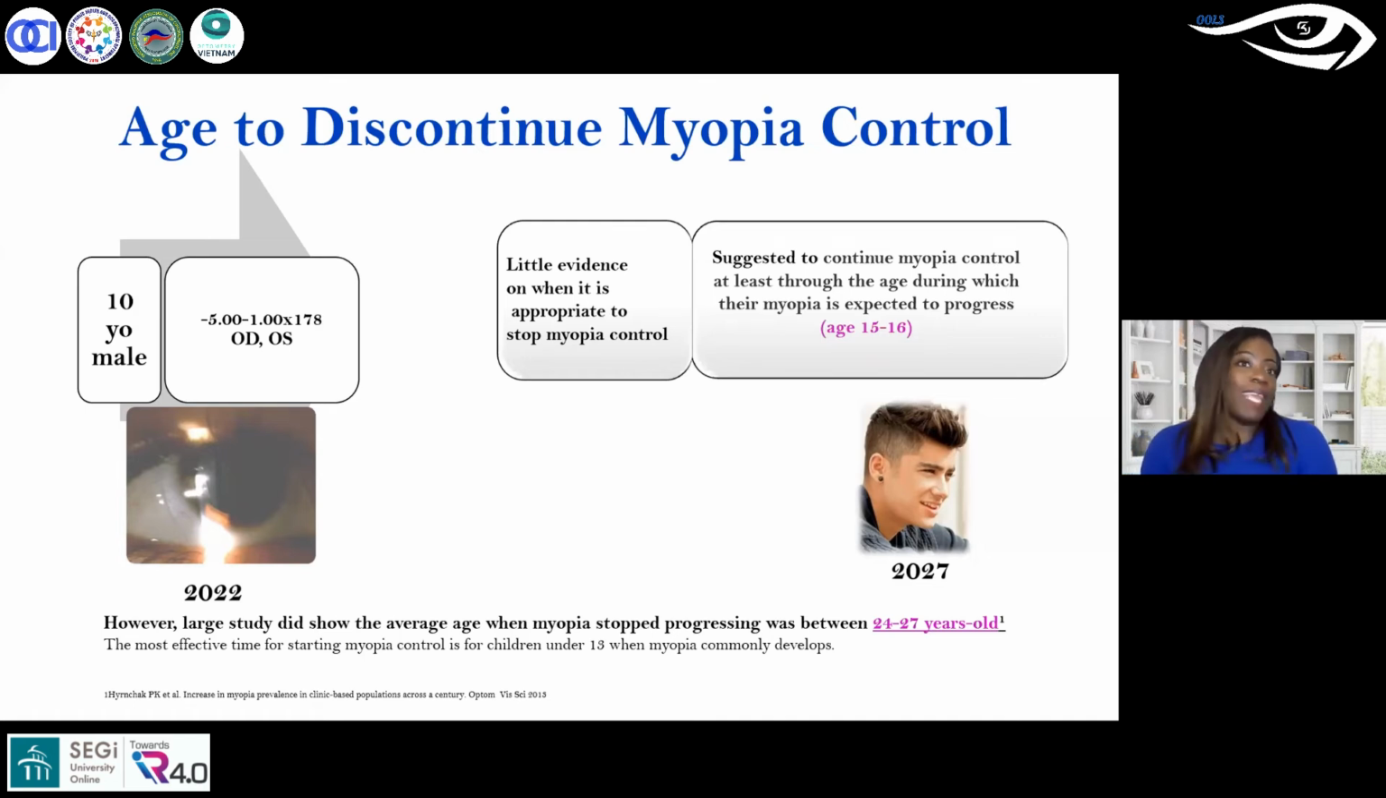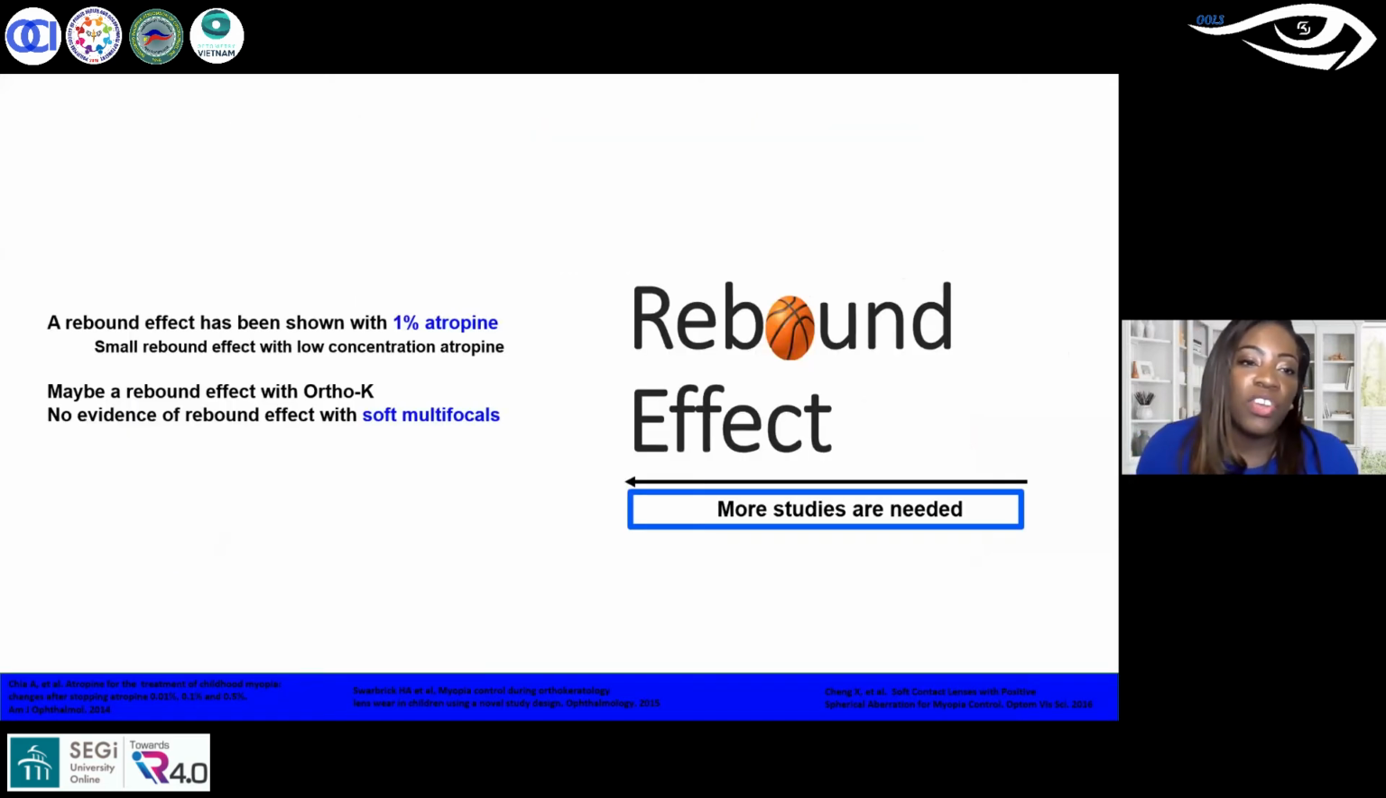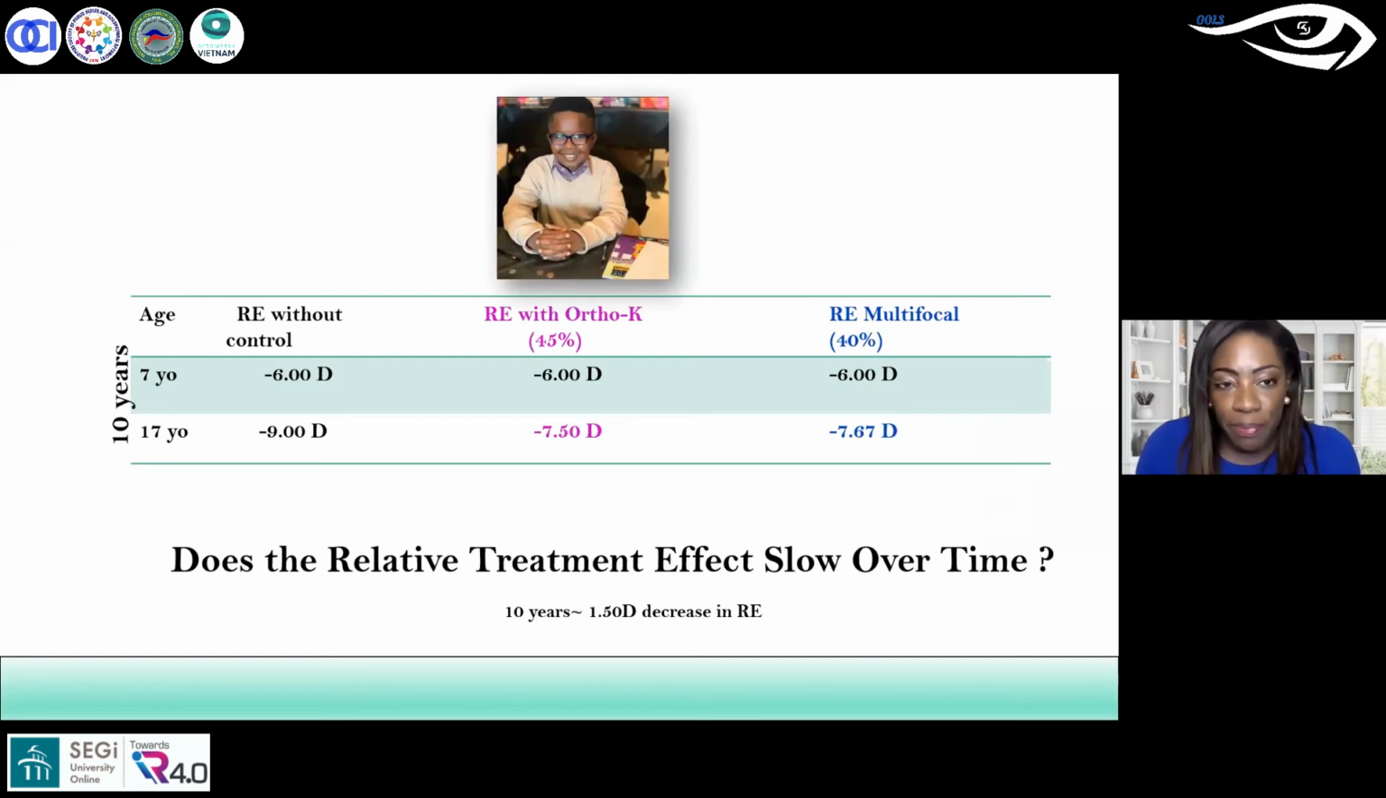In my mind, if it's not bothering them, then why stop it? Because even there are some studies showing some rebound effect with atropine, a little bit with the low concentration, some rebound effect in some studies with ortho-K. No real evidence of soft multifocals yet, but really, again, in my opinion, why stop it if it's not hurting them in any way?